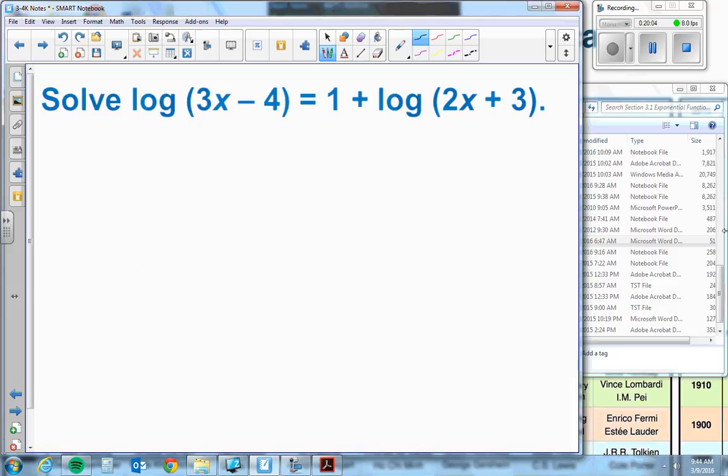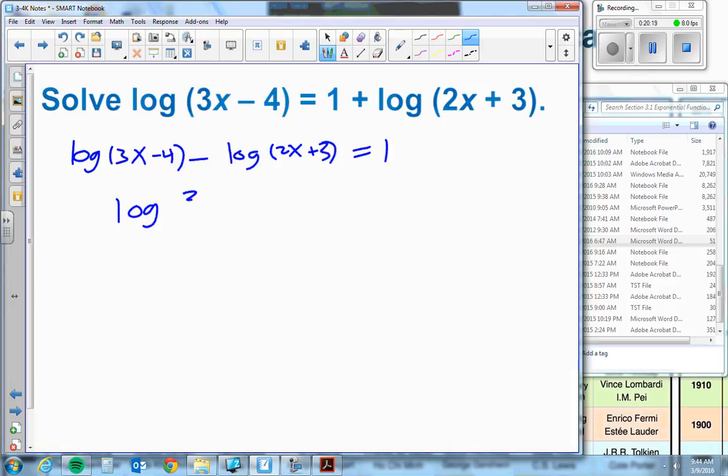The other thing I said we could have done is move this log over to the other side, so I'd have log, and just watch, you can write it down if you have room. Bring the other log over like so, leaving the one by itself. This is now the quotient rule, so you get log of the quotient. What's the base? 10, it's common log, so the base is 10.